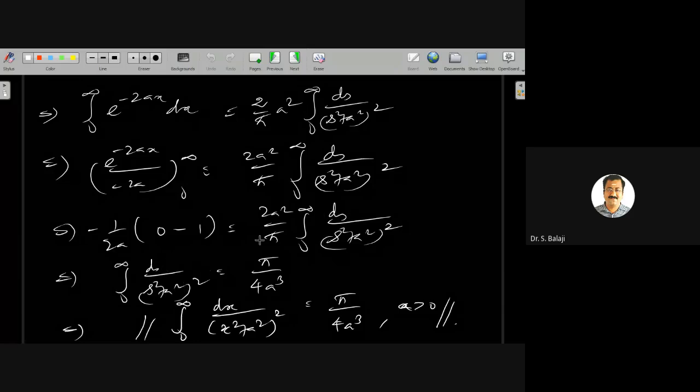Cross multiplying, the integral 0 to infinity ds by (s square plus a square) whole square equals 1 by 2a times pi by 2a square, which is pi by 4a cube. Converting to the general variable x instead of s, integral 0 to infinity dx by (x square plus a square) whole square equals pi by 4a cube, a greater than 0. So this is your answer.